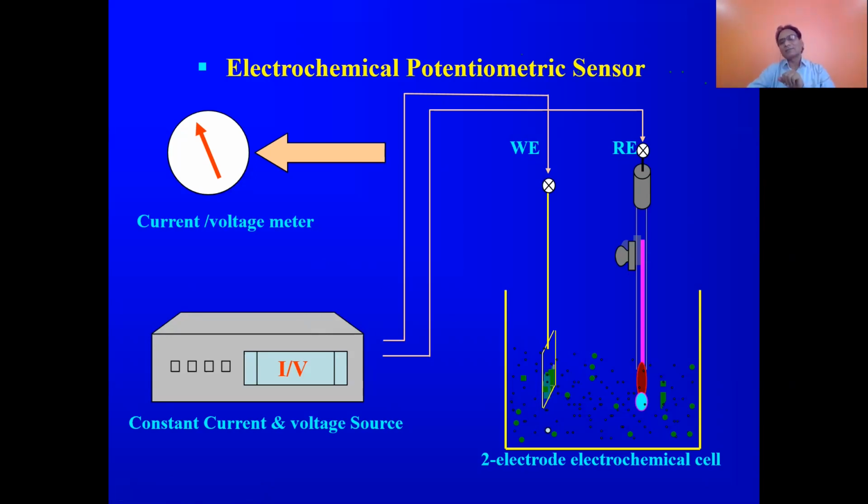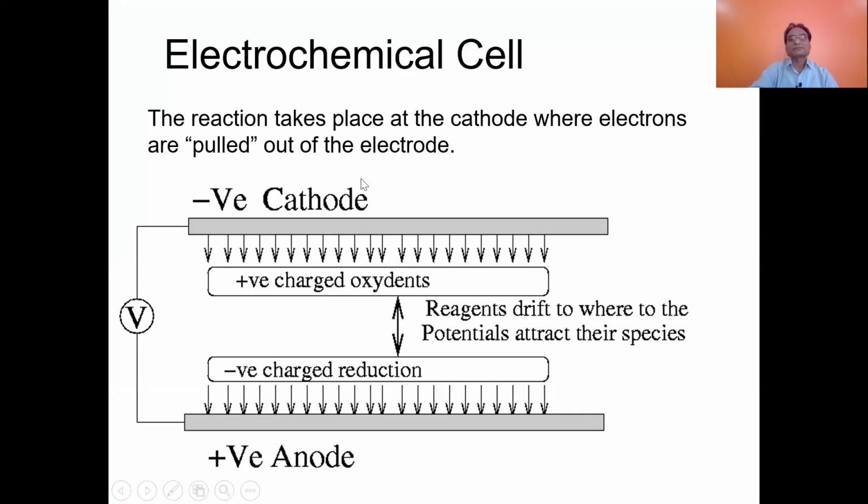Now, whether you are measuring the changes in terms of voltage or current: if you are measuring the changes in terms of voltage, we call it potentiometric, and whenever you are measuring those changes in terms of current, we call it amperometric.